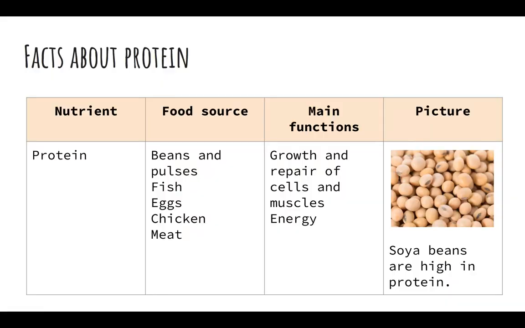Okay, we're going to have a little look at the first macronutrient, which is protein. And once again, we've got this keyword source. So where does our protein come from? Well, our protein comes from beans and pulses. And probably the most common sources are fish, eggs, chicken, and meat. We then have that keyword function. So what does protein do for our body? Well, protein is essential for growth. It's also essential for the repair of cells and muscles. As well as that, protein gives us quite a bit of energy. Okay, so those are the main functions.